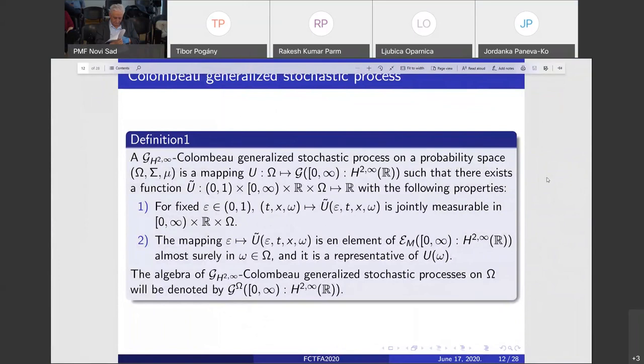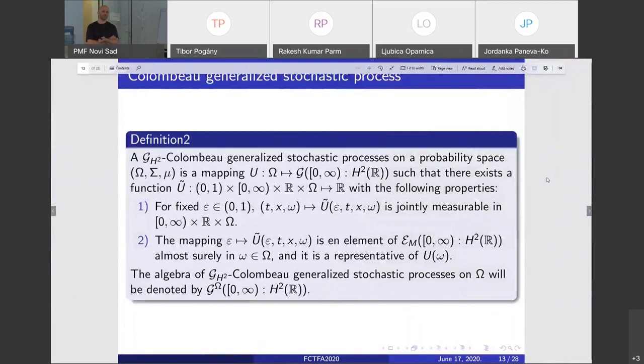And now this is the stochastic part. This is the first definition we introduced in order to solve the original problem. And from this space, we choose general stochastic process P appearing in the original problem. And the second definition, we choose initial A.